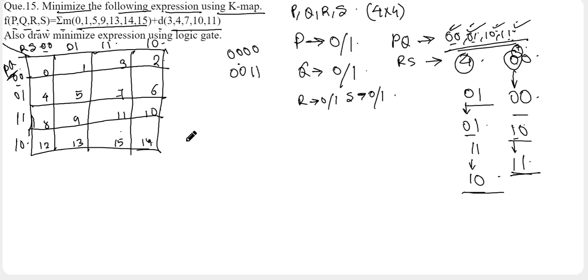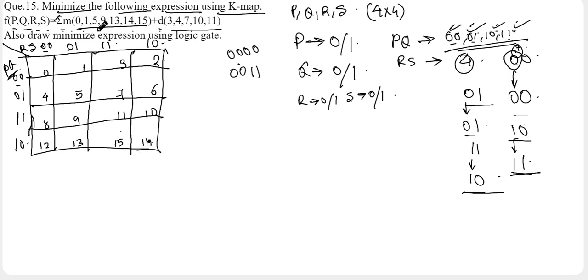So these are the cell numbers, right? And now we need to look at our minterms. The minterms are 0, 1, 5, 9, 13, 14, and 15. The minterms mentioned in the question are particularly the cell numbers in the K map. We need to look at which cell numbers they correspond to in the K map. So here this is cell number 0, this is cell number 1, this is cell number 5, this is cell number 9, this is cell number 13, and this is cell number 14.